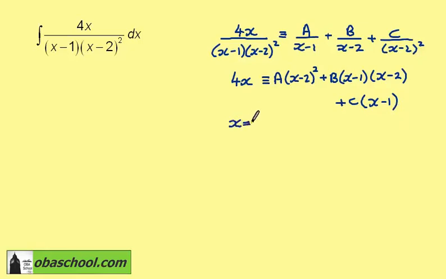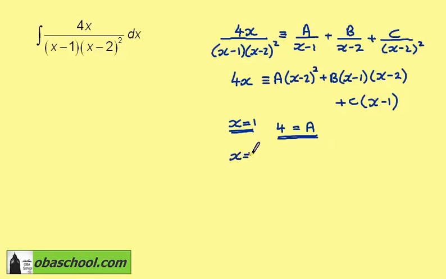Let's begin by taking x equal to 1. That will make this term disappear, and this term disappear because of the 1 minus 1 being 0. If x is 1, 4 x's are 4. 1 take away 2 is minus 1, squared is 1, so we get A is equal to 4.